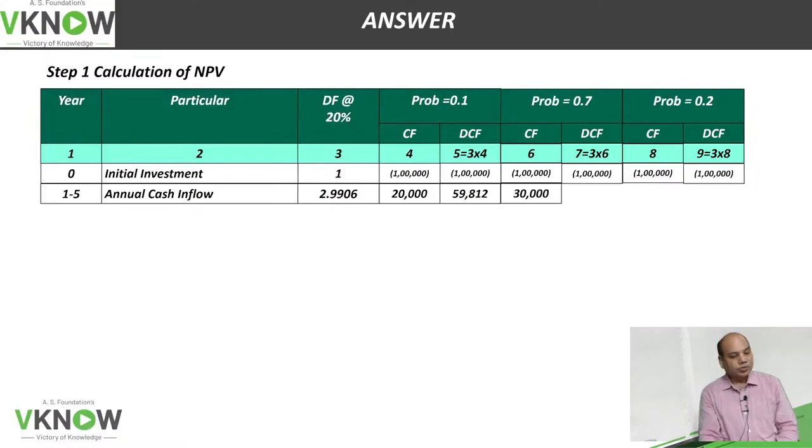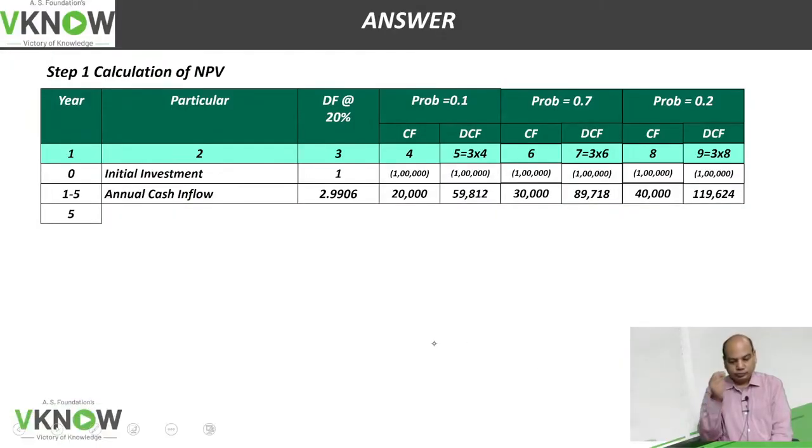59812. Cash flow can be 30,000. Multiply with annuity factor, 89718. Probability 0.2. Cash flow 40,000 into 2.9906, 1,19,624. Salvage value will be received in year 5, fifth year factor at 20%, 0.4019.